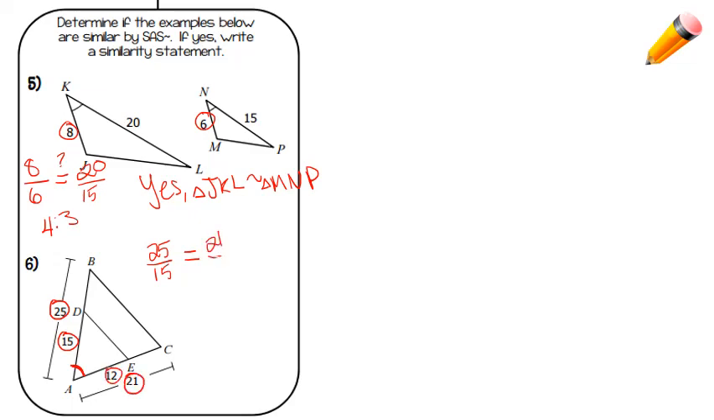So 21 over 12. If we take a 5 out of 25 and 15, that gets us 5 over 3. If we take a 3, I think is what the GCF is between 21 and 12, that gives me 7 over 4. So were these two things equal? No, they weren't. 5/3 is not the same thing as 7/4. So therefore, these two triangles are not similar.